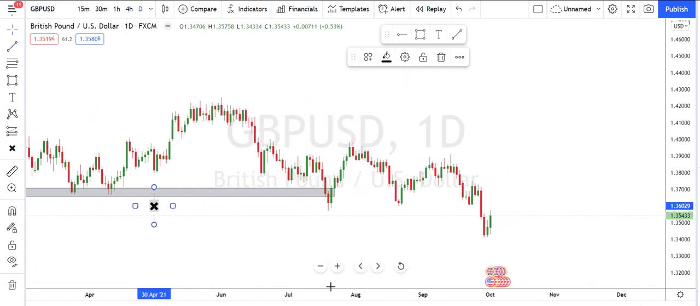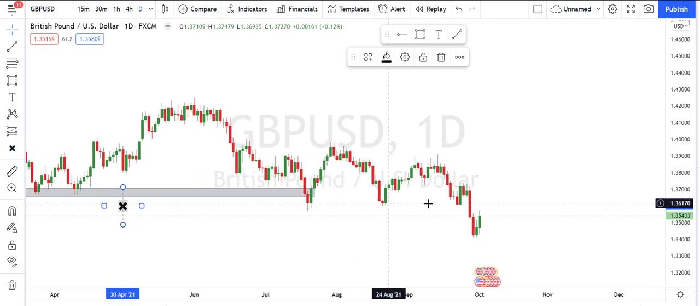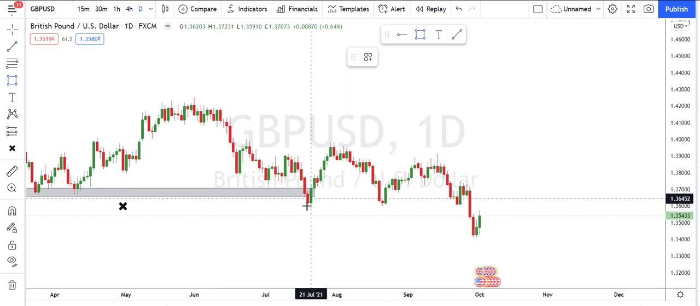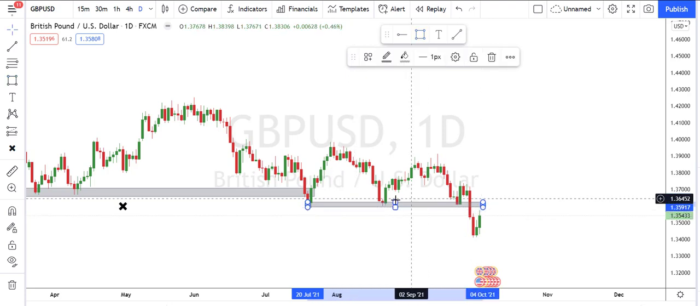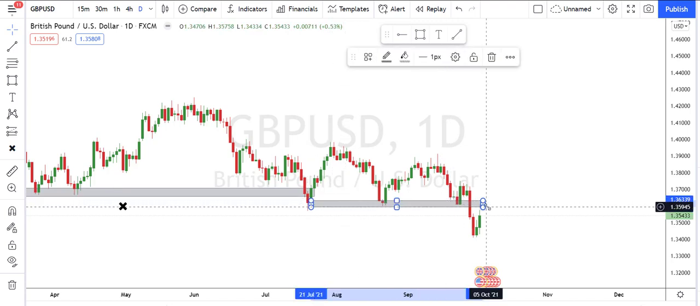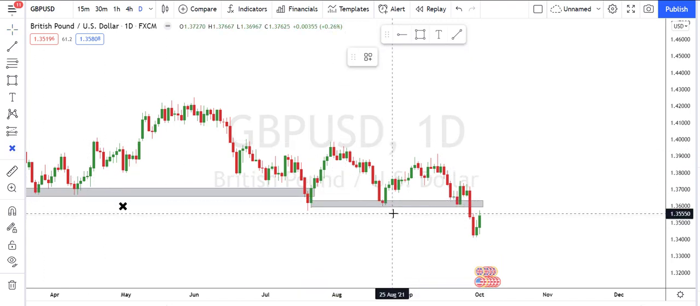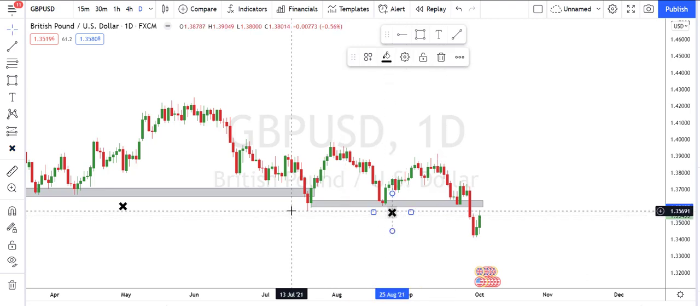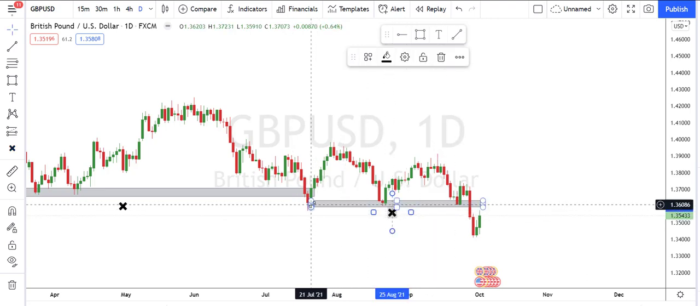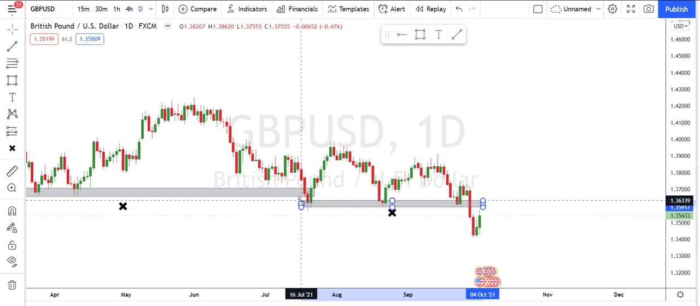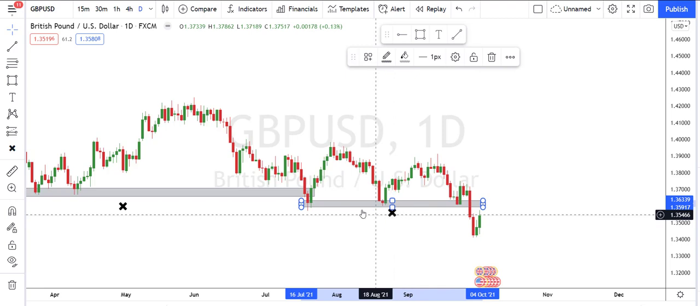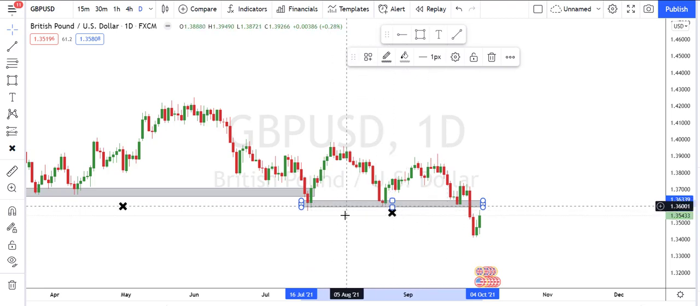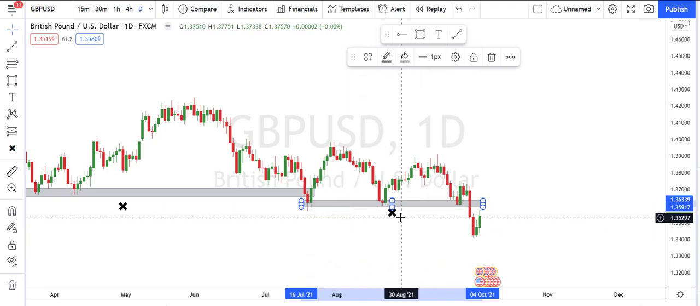Now if we further look at this structure right here, we can see that price created another support at this area right here. And similarly, there is the SL of retail traders just below this support area. And with the movement of these candles right here, price also grabbed the SL of retail traders based on this area.